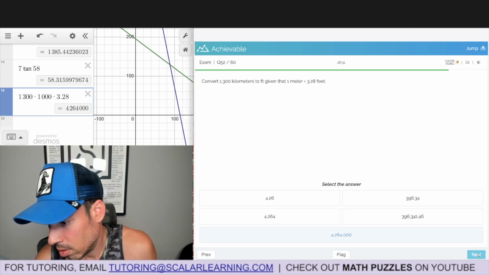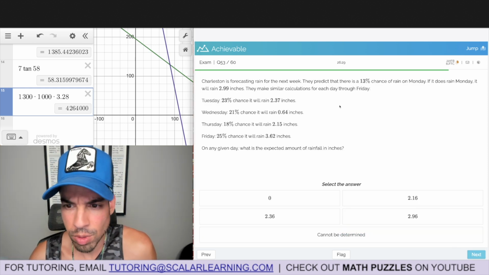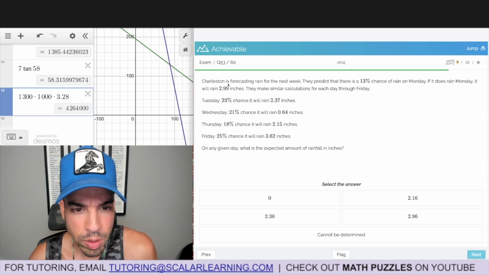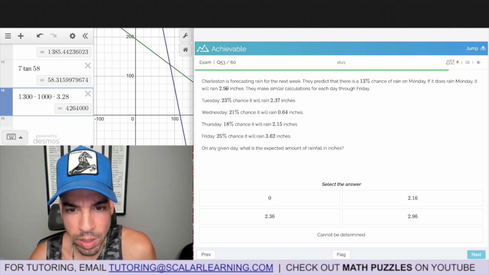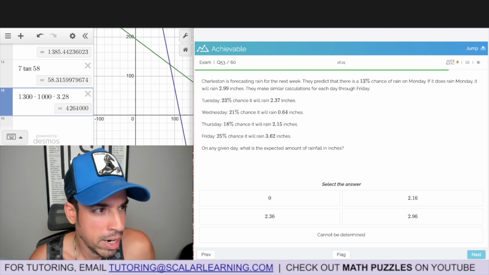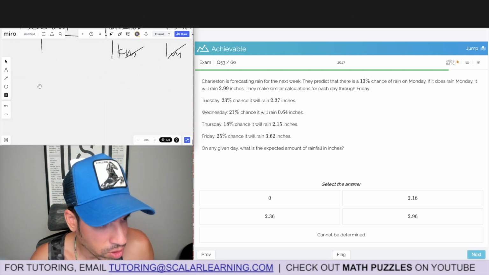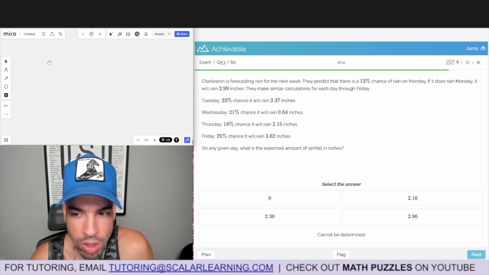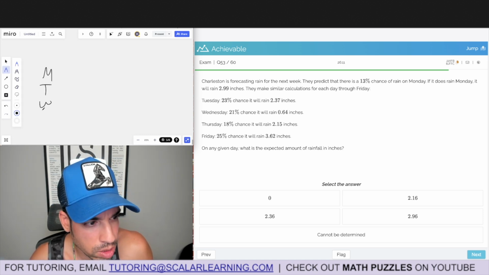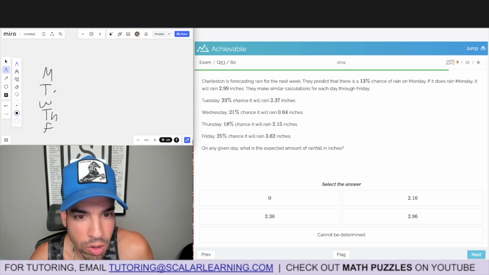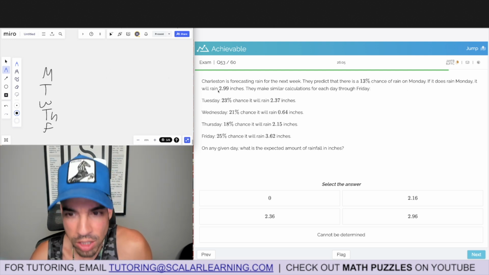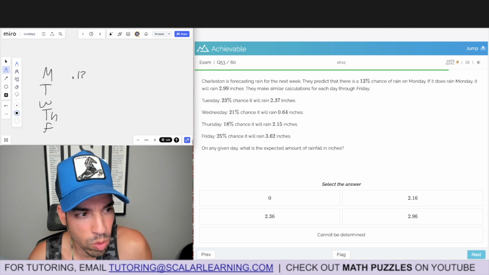And that makes sense. All right, Charleston's forecasting rain next week. They predict a 13% chance of rain on Monday. If it doesn't rain Monday, it will rain 2.9. If it does rain Monday, it will rain this. They make similar calculations for each day. I can already tell this is an expected value problem. So what we're doing is Monday, Tuesday, Wednesday, Thursday, and Friday. Expected value is the percent that it will rain times the amount it should rain if it rains.